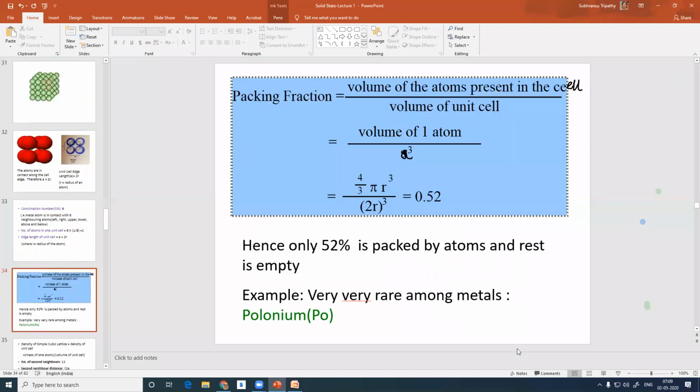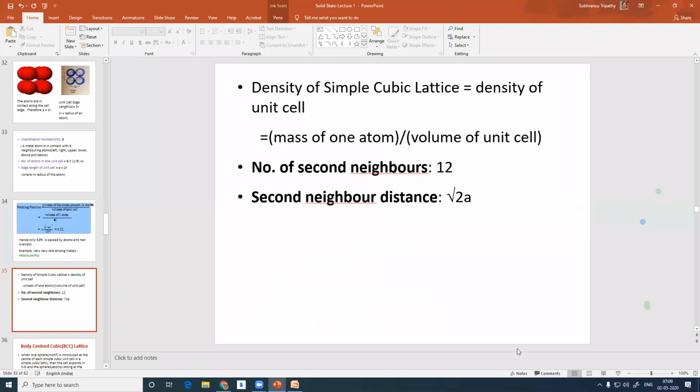But one thing I will give you: do you have any space left in the simple cubic lattice? You just write one more thing there. Simple cubic: the number of second neighbors is 12, and the second neighbor distance is √2a.